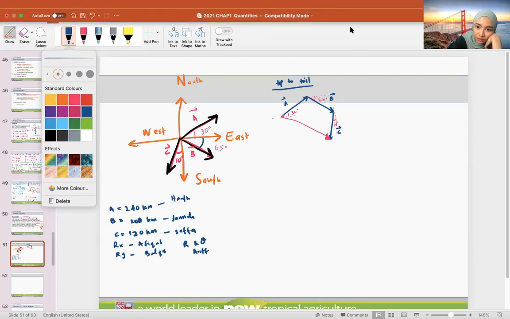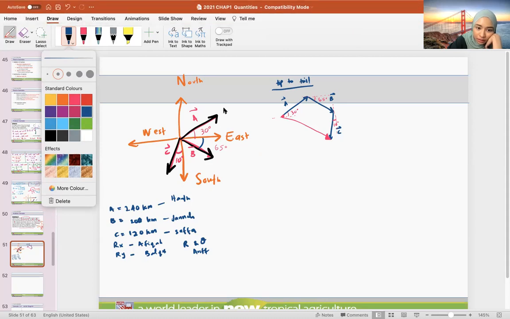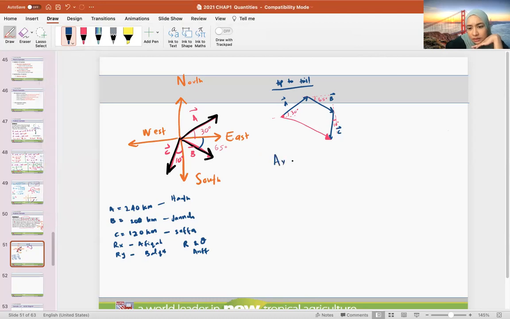Okay, so let's see. AX is 207. Okay, kita tulis AX is minus 207.85 and AY is minus 120. Okay, thank you Harith. Tiada negatif. Oh, okay. Equals. Alright.